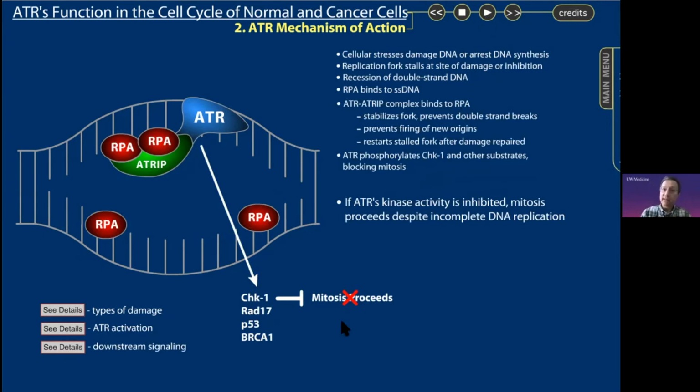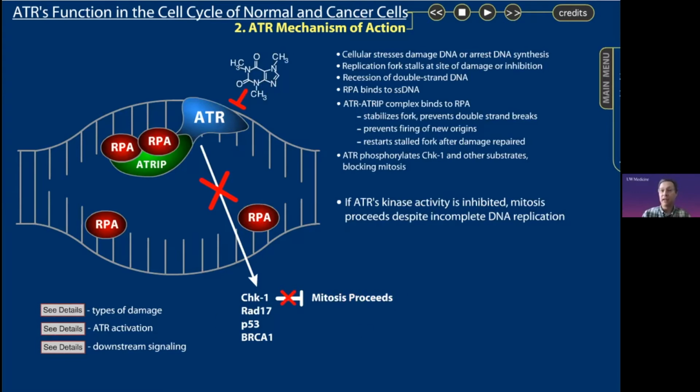If ATR's function is inhibited, even if these problem zones exist, the cell can no longer sense those. And that's the key role of ATR, to sense that replication is not complete. There's a bunch of single-stranded DNA sitting around that shouldn't be sitting around, and then it sends these safety signals.